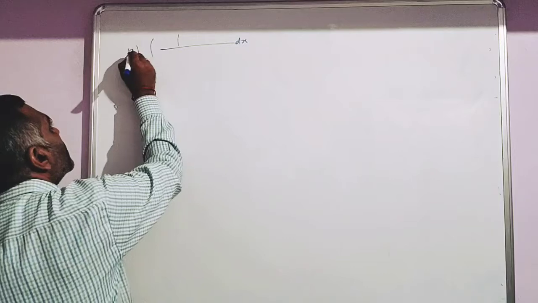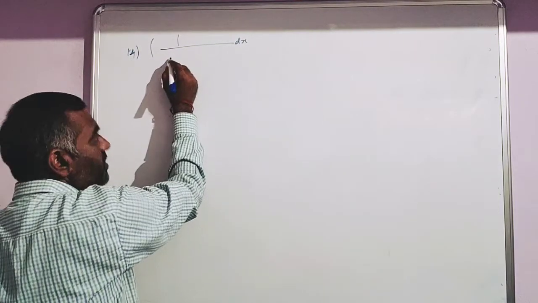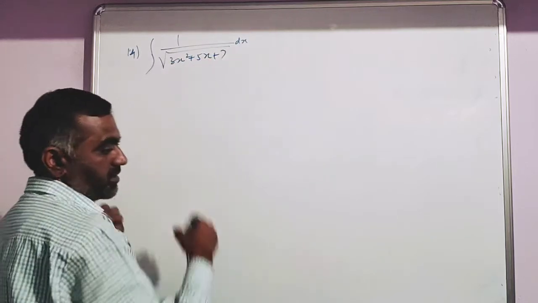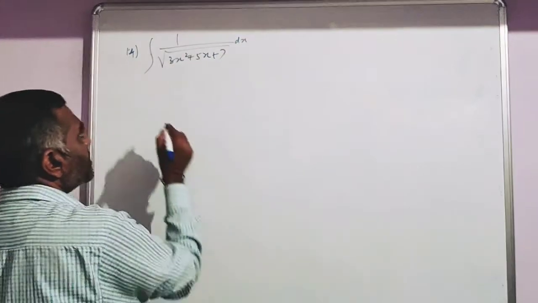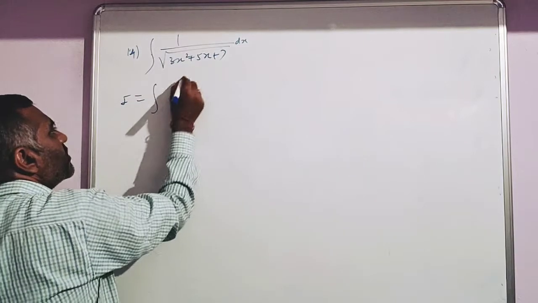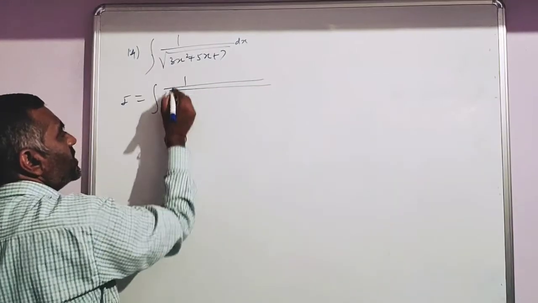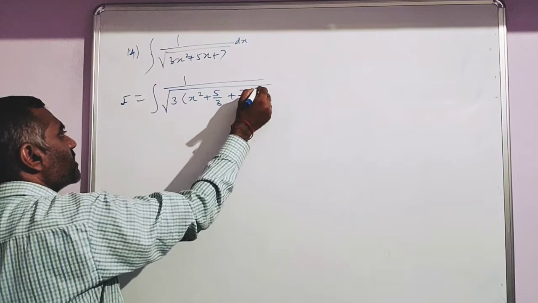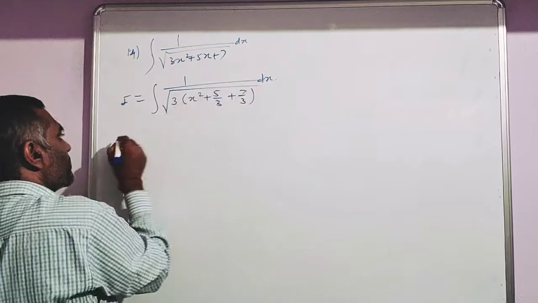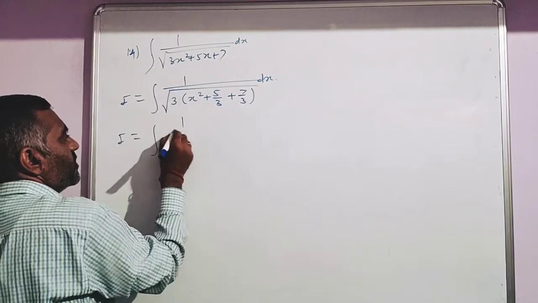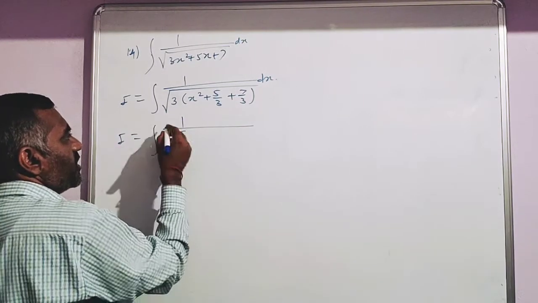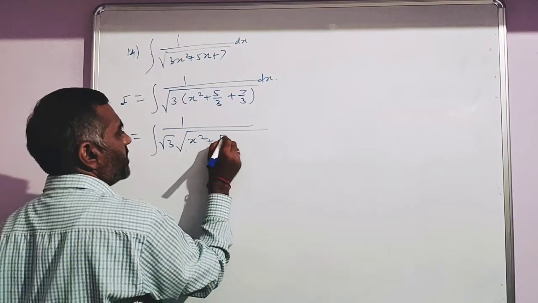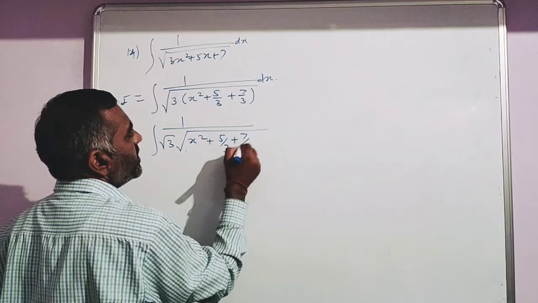14 number. Integration of 1 upon under root 3x square plus 5x plus 7 dx. I is equal to integration of 1 upon under root, see 3 common, x square plus 5 by 3 x plus 7 by 3 dx. Now I is equal to root 3 take out common here, square root of x square plus 5 by 3 x plus 7 by 3 dx.